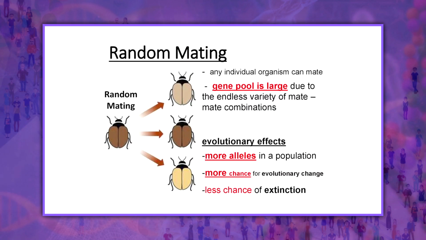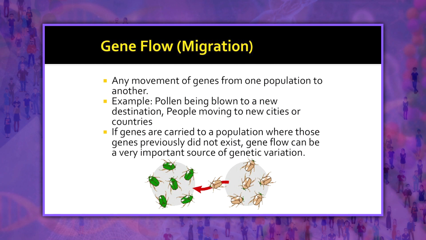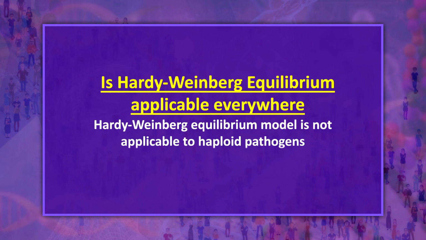The law offers a prototype which is typically used as a point of origination to study the population genetics of diploid entities which fulfill the fundamental assumptions of random mating, large population, and no mutation, migration, or selection. However, the Hardy-Weinberg equilibrium model is not applicable to haploid pathogens.